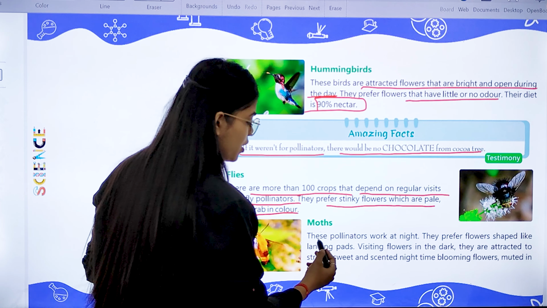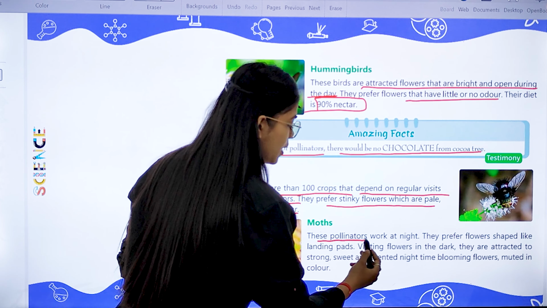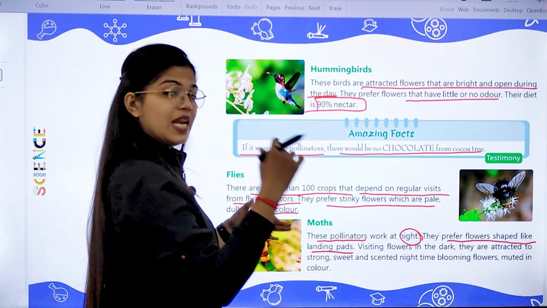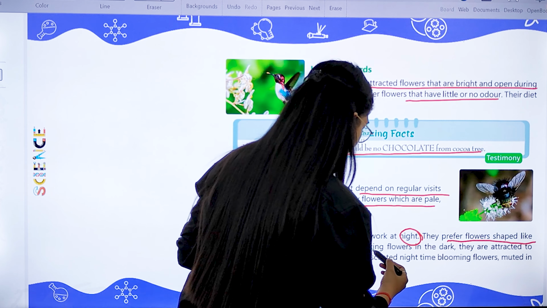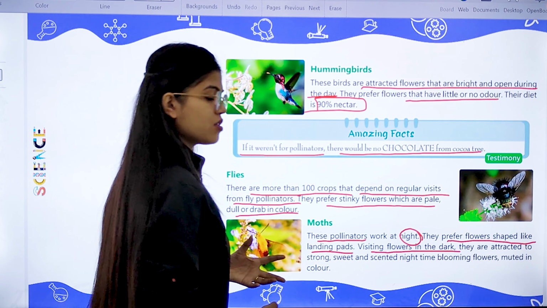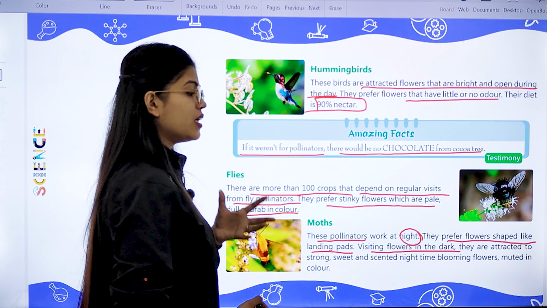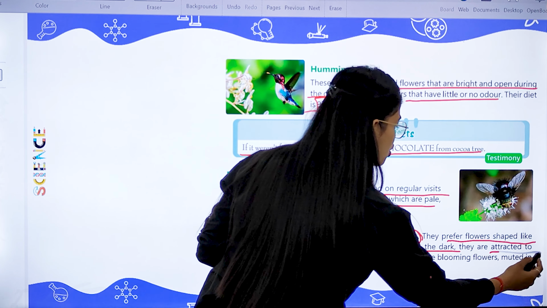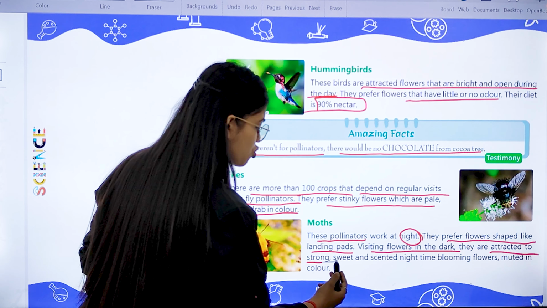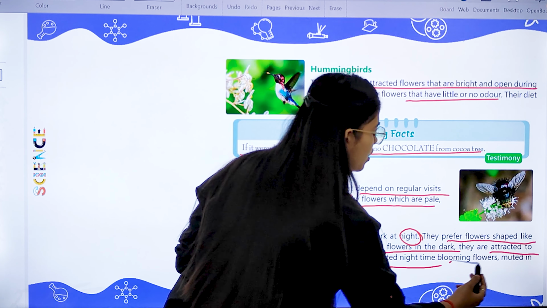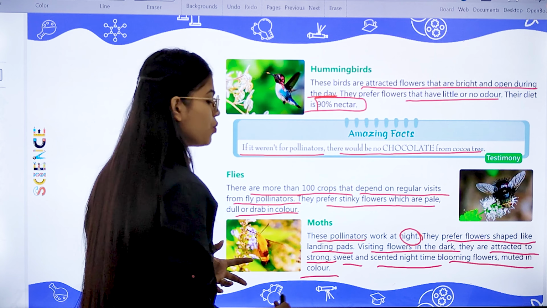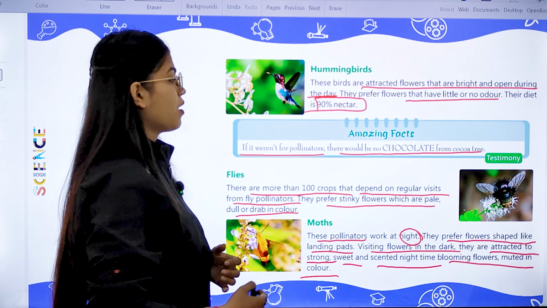Moths are also pollinators, but they work at night time. And they prefer flowers which are shaped like landing pads. Visiting flowers in the dark means these moths usually visit flowers at dark time, and they are attracted towards strong, sweet and scented night-time blooming flowers which are muted in color. Okay.